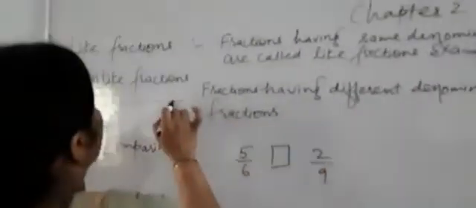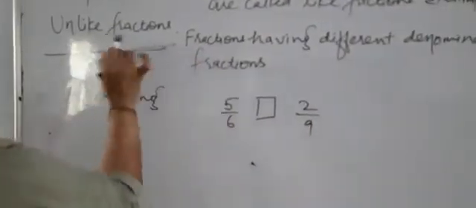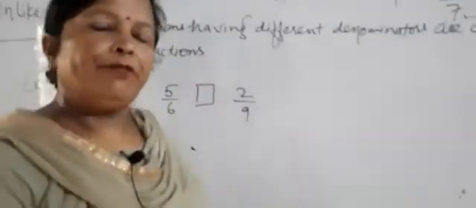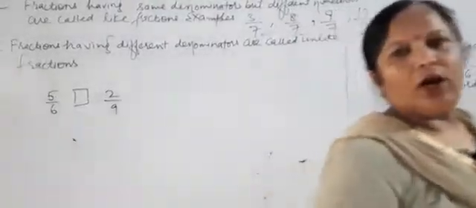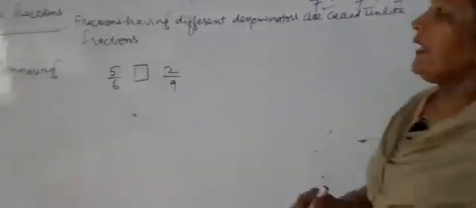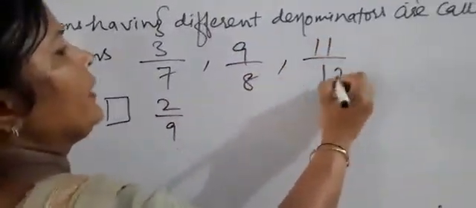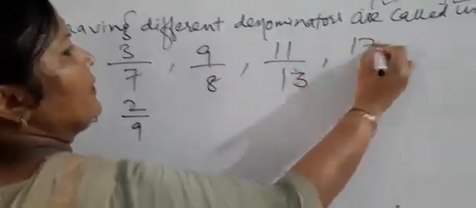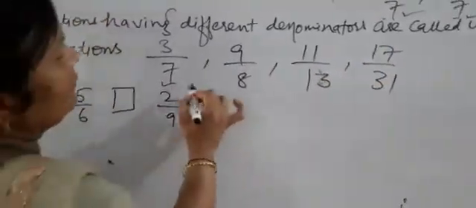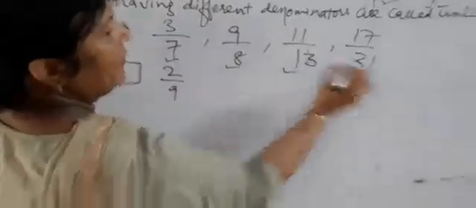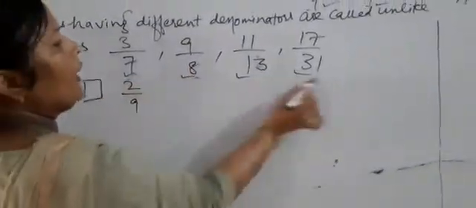Now let's read about unlike fractions. Fractions having different denominators are called unlike fractions. The numerators will be different, like 3 upon 7, 9 upon 8, 11 upon 13, 17 upon 31. Here 7, 8, 13, 31 are the denominators, and all are different. These types of fractions are called unlike fractions.